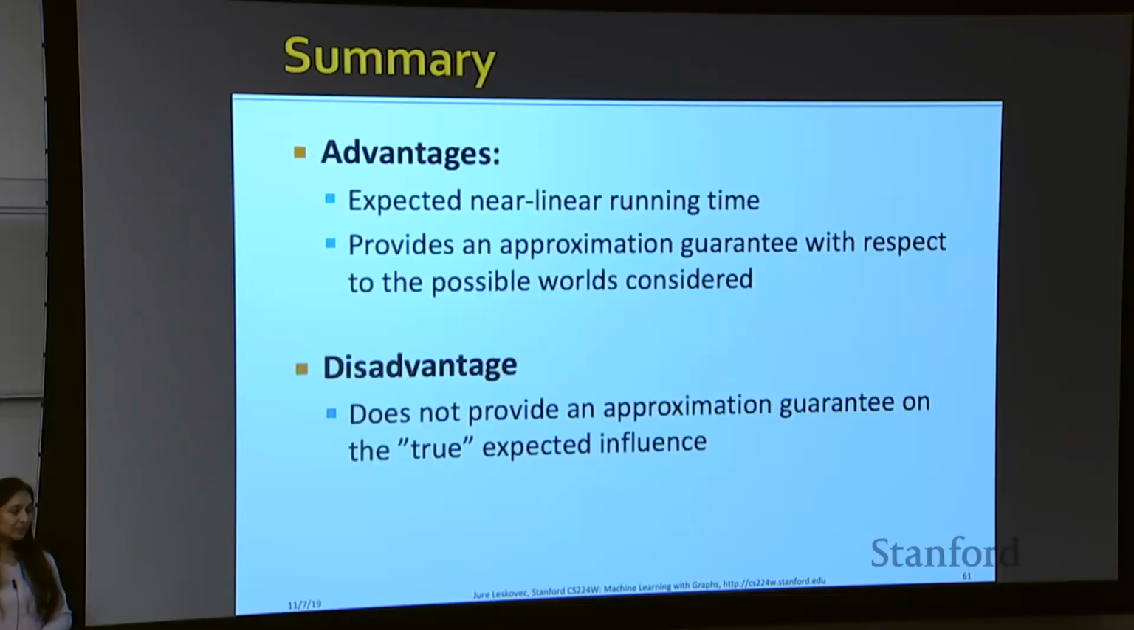Okay. So the advantage is that we can do much faster. We can find this initial set of influential people much faster, almost in near linear time. And we still have an approximation guarantee, meaning that we are guaranteed to still perform well. And the disadvantage is that we are approximating greedy, not the ground truth. So we don't expect to do as good as greedy.